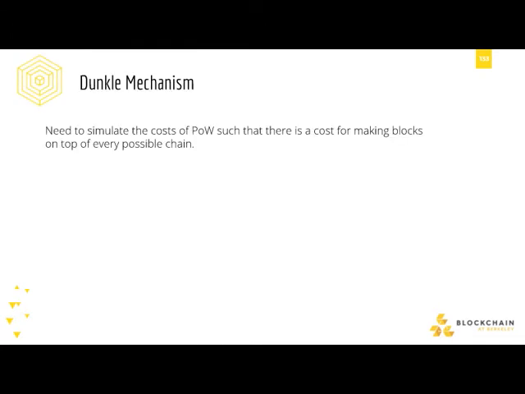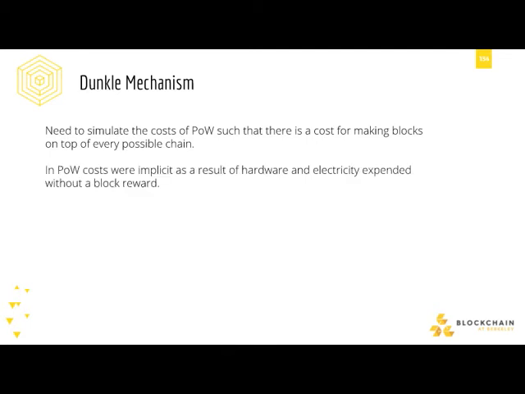Okay, so in this process, when you choose an incorrect block, there's a mechanism called Dunkle. The reason why there needs to be a cost of choosing the wrong block is because otherwise you have a nothing at stake situation, in which a validator can choose every single possible chain and add a block to every single one of them in order to hedge their bets. Especially in this case, because there's no hardware or electricity concerns.